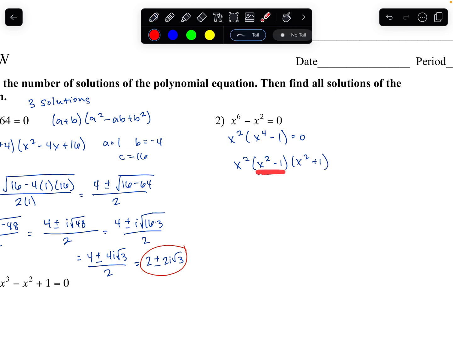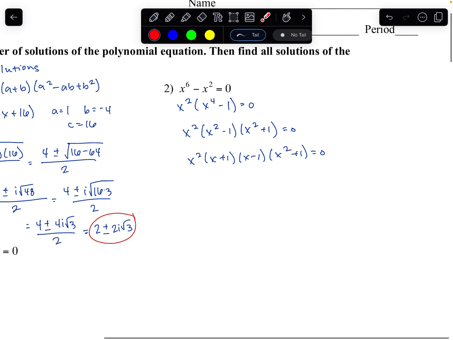And then this can factor even more. So I can change that to be x plus 1 and x minus 1. And then we have x squared plus 1. All this is equal to 0. So now we're going to identify what value of x these need to have in order to make them 0. This just has to be 0. So x is going to be equal to 0, but this is going to be by a multiplicity of 2.